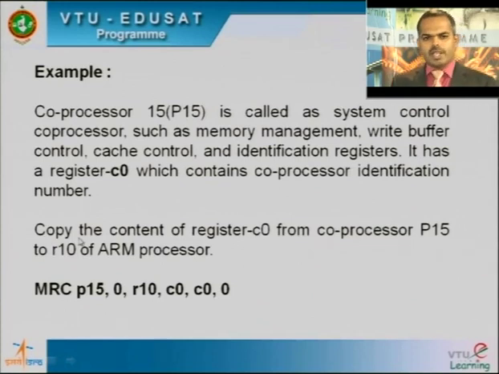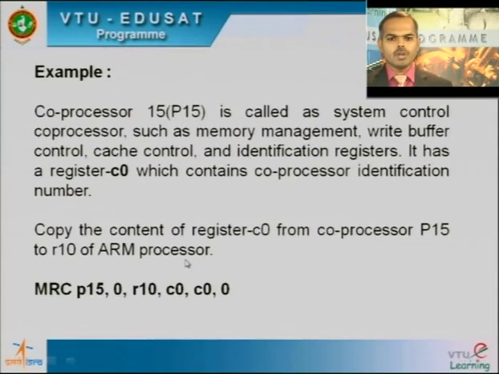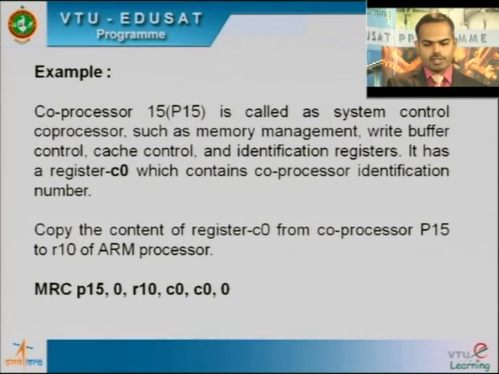Now we will take one example: copy the content of register C0. As we said previously, register C0 holds the coprocessor identification number. Copy coprocessor register C0 from coprocessor 15 to R10 of an ARM processor core. If we want to copy the coprocessor number from register C0 to the ARM processor core register R10, then what is the instruction?